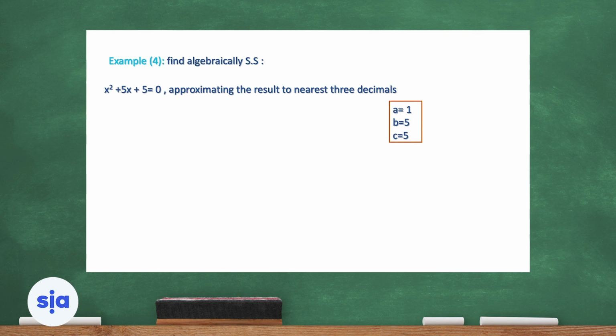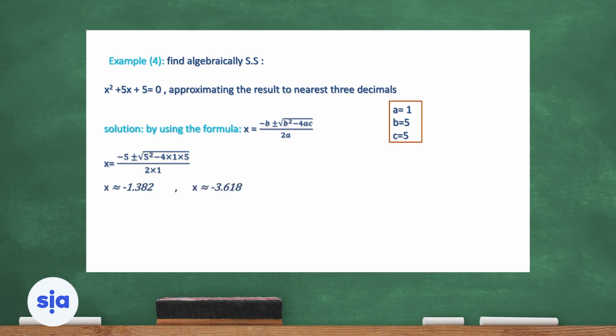So here, let's put it in the quadratic formula. X equals minus b, so it will be negative 5, plus or minus the square root of b squared, which is 5 squared, minus 4 times 1 times 5, which is minus 4 times a times c, all over 2a, which is 2 times 1. If we do it with the calculator, and the question here is asking you to approximate to the nearest 3 decimal places, so x equals approximately negative 1.382, and x equals approximately negative 3.618. So the solution set is negative 1.382 and negative 3.618.